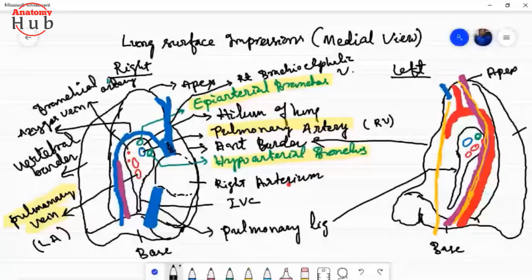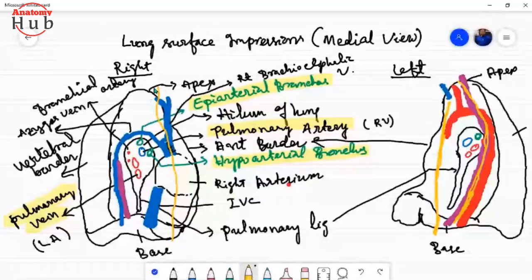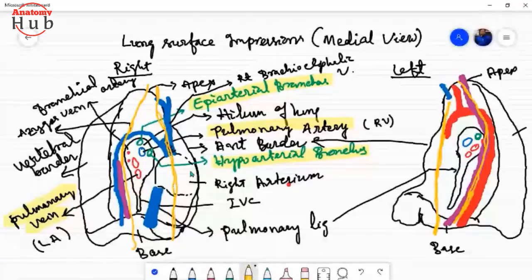Any doubt? No doubt? Here you find which nerve? Which nerve is this? Phrenic nerve. Which phrenic? Right phrenic nerve. And here you'll find the right vagus impression, and this is your left vagus impression. Clear?